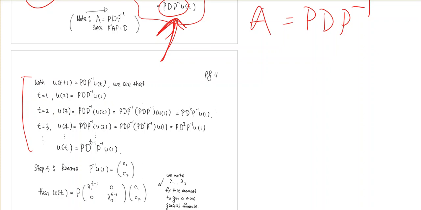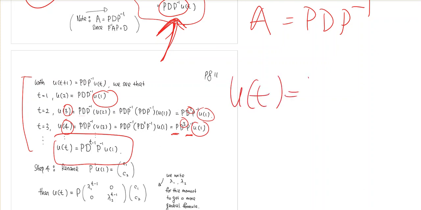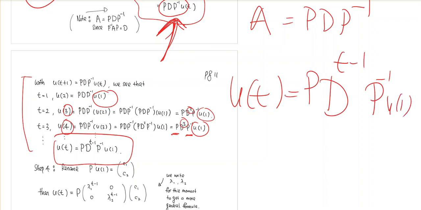Do it one more time. Substitute t equal to 3, and u3 is known from before, then P P inverse cancel again, D square and D make D cube. So you start to see a pattern. If this is 3, you have 2; if this is 4, you have 3, so the exponent is always 1 less. It always has P and P inverse, and always ends with u1. So your general formula for u(t) is P D to the t minus 1, P inverse, times u1. That's the general formula.